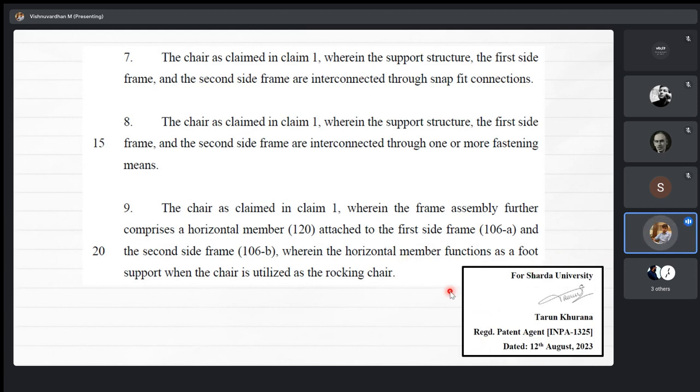So again, I just put the ending. At the end of your answer, always write for XYZ University, put your signature also, ABC, and then put your registered patent agent number also. Okay, and then the date. So this is how the application ends. So they expect you to write all of these formalities from when you write form number 2 till here. This is expected.